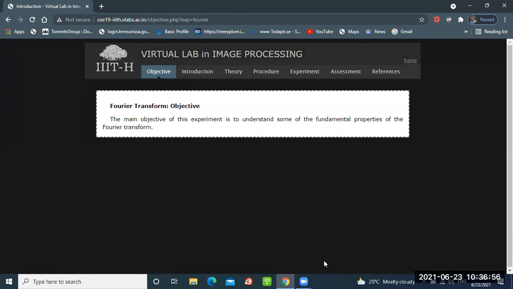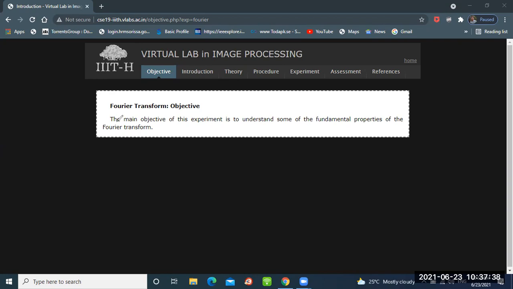Now, this is the objective of your experiment. The main objective is to understand some of the fundamental properties of Fourier transformation. As we already discussed in the class, Fourier transformation is a different format of representing images. Like any number can be represented in a decimal format, a binary format, a hexadecimal format, or an octal format. Similarly, images can also be represented in different formats.